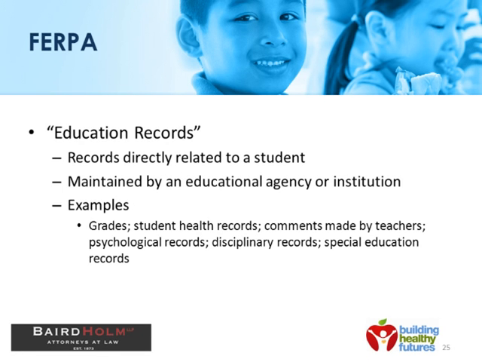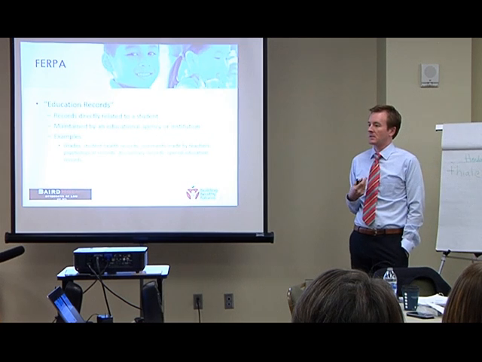So what's an education record? It's records that are directly related to a student. They're maintained by the agency or institution. And then I've listed some examples there: grades, student health records, so if the nurse is entering information, comments made by teachers, psychological records, disciplinary records, special ed records, IEPs, things like that.